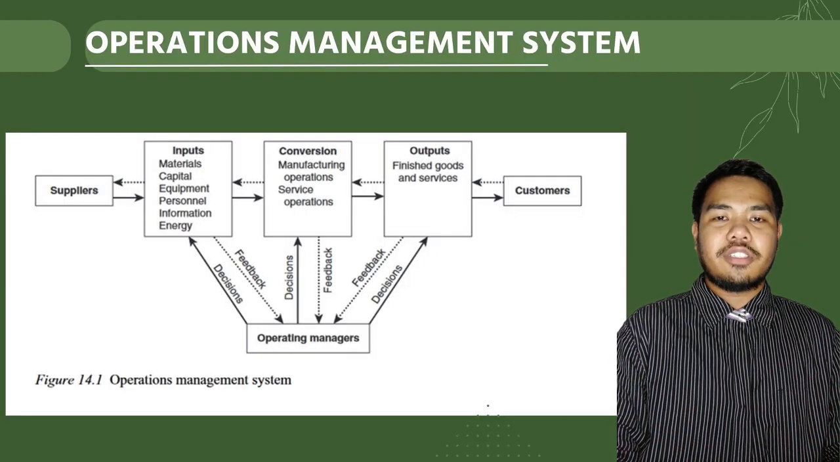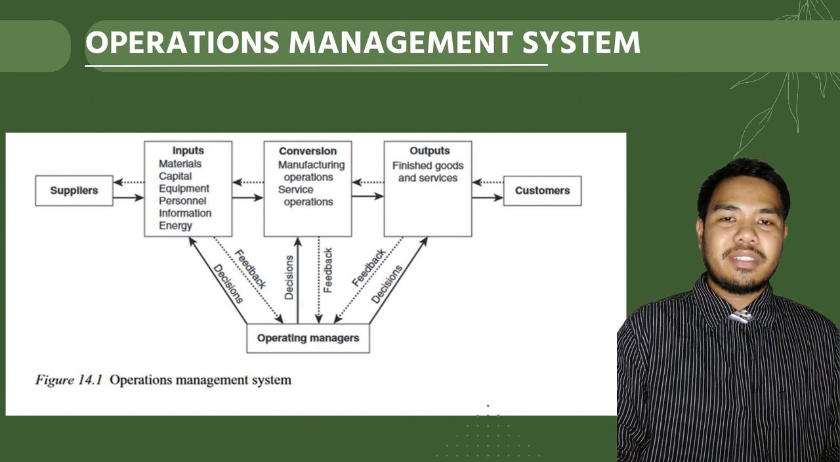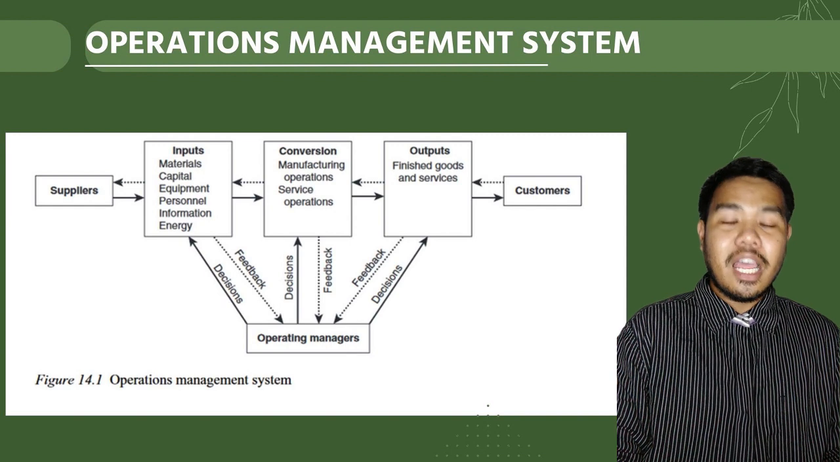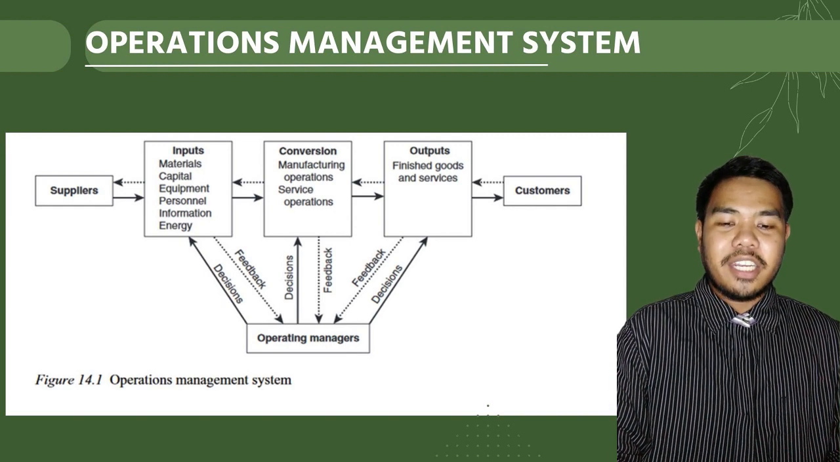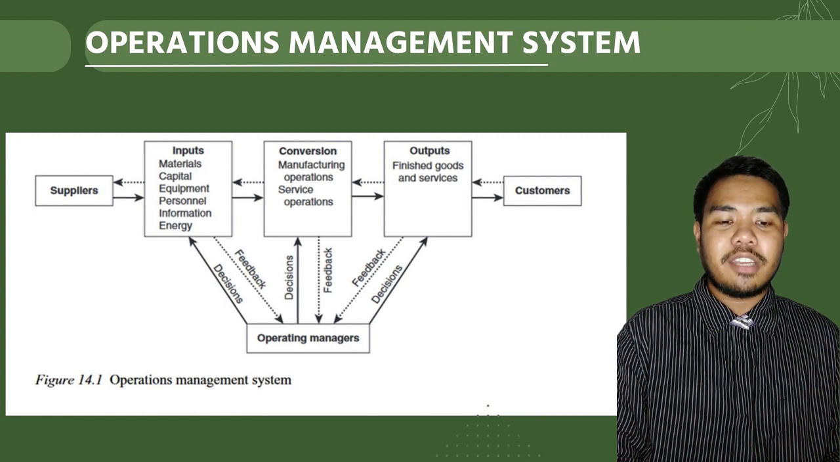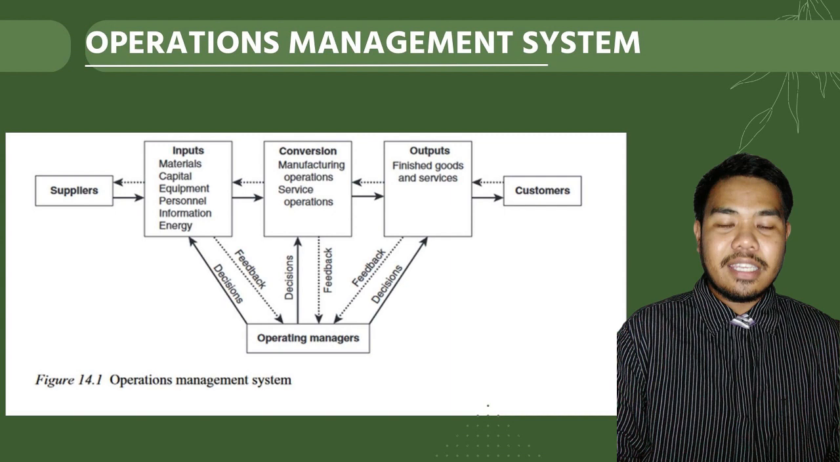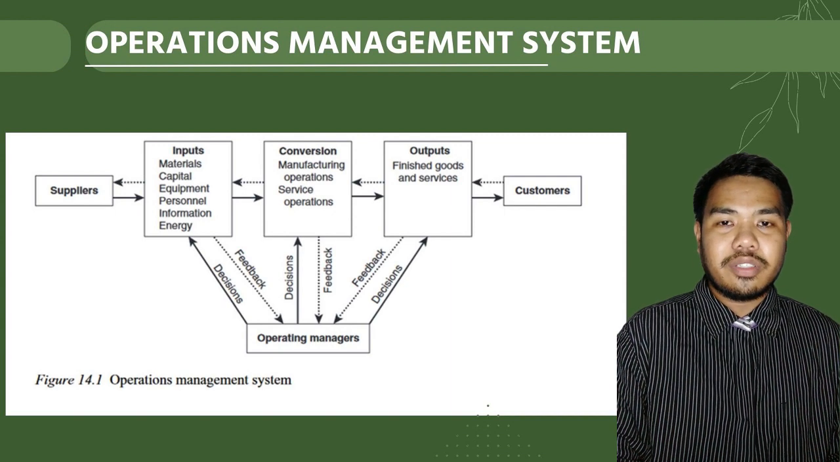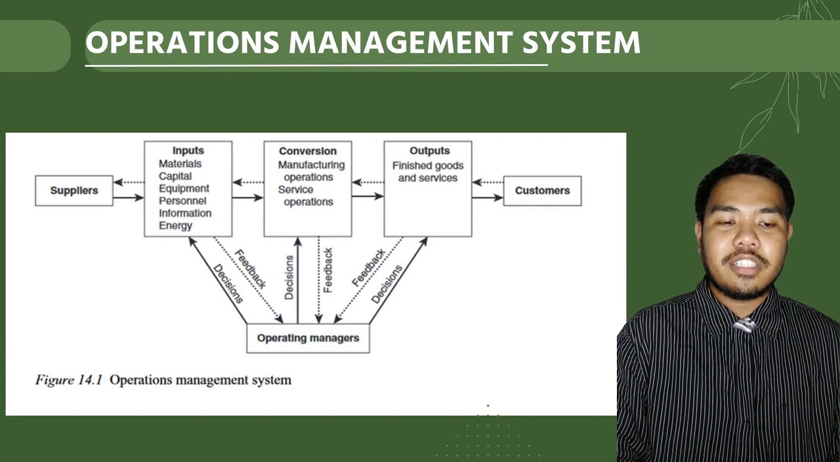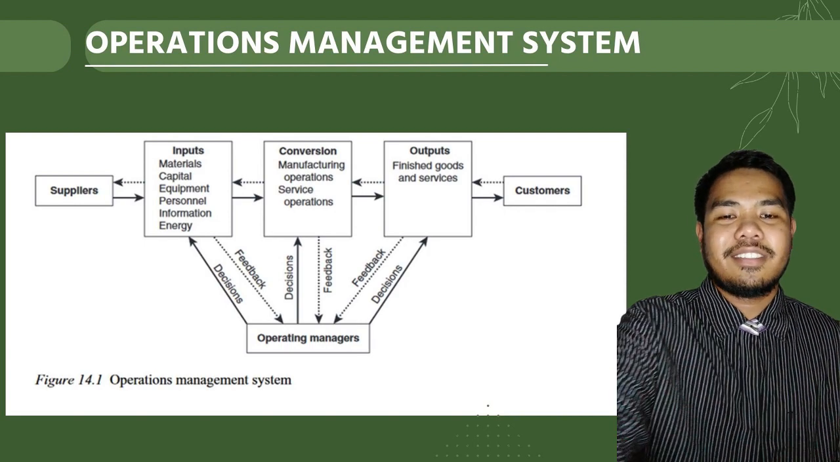Operation Management System. The Operation Management System includes suppliers, inputs, conversion, outputs, and customers as well. The operating managers play a significant role, especially in inputs, conversion, and outputs, since he or she is the one who is responsible for creating our products, goods, or services for the satisfaction of the customers.